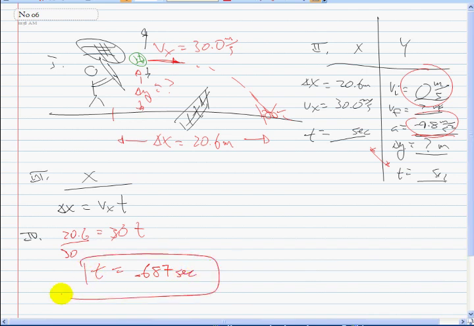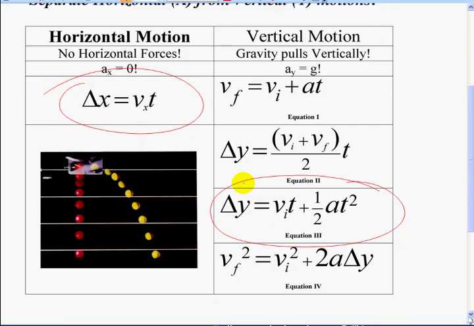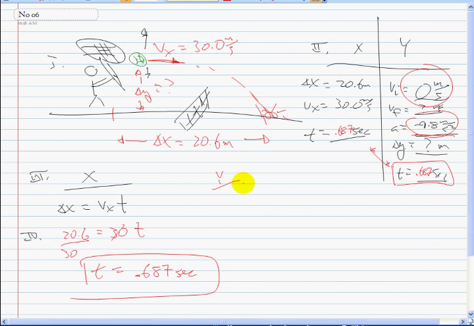And now we can find our delta y because we have time, okay? So you tell me which would be a good equation to use if I know time, I know acceleration, and I know vi, but I don't know vf. Again, which equation is perfect? If you don't know vf, only one equation doesn't have vf. Right? That's equation number 3. Yeah, the Galileo one.